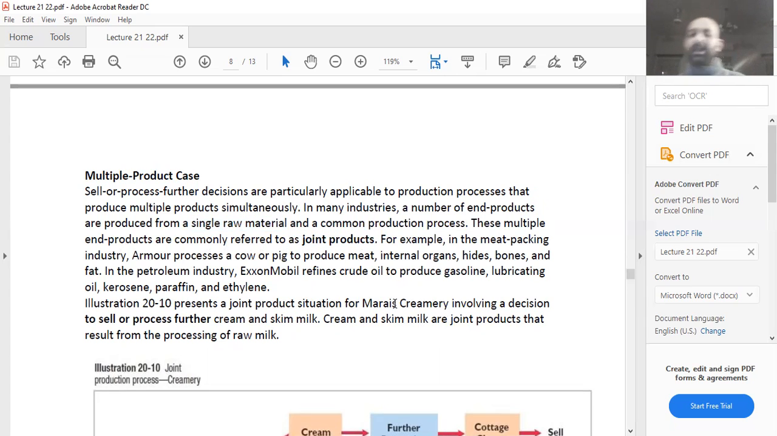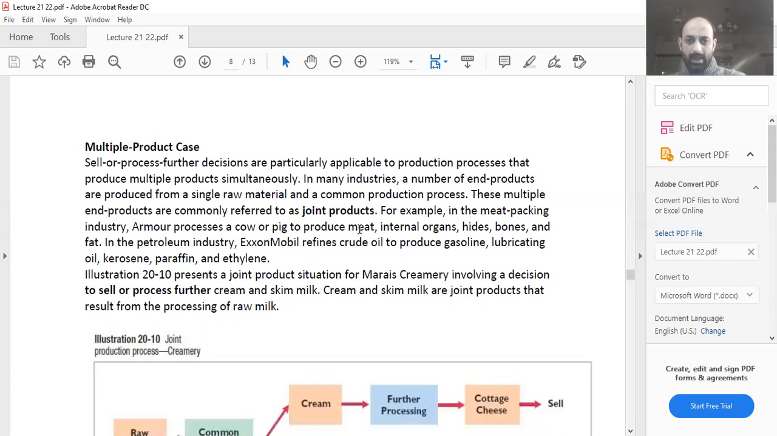Oil refinement is a very good example of using one raw material to extract many end products. For example, in the meat packing industry, Armour processes a cow to produce meat, internal organs, hides, bones, and fat. In the petroleum industry, let's take the example of Exxon Mobil, it refines crude oil to produce gasoline, lubricating oil, kerosene, etc. So what is being done is one raw material is being entered into the process as input, and from that one input you get multiple outputs.